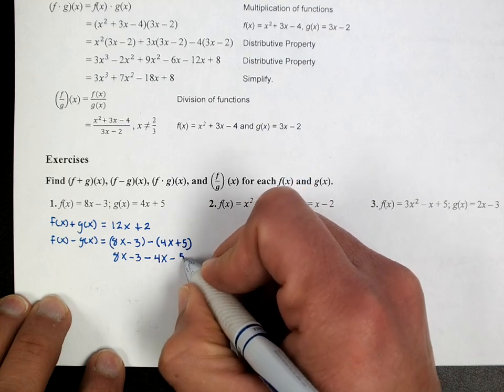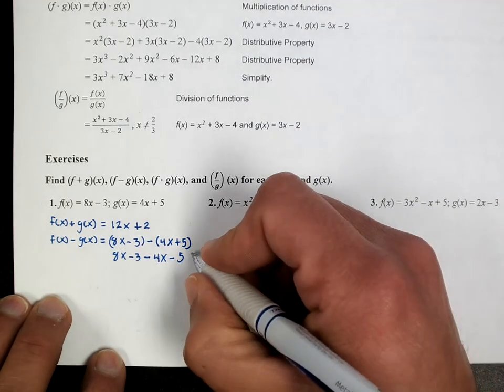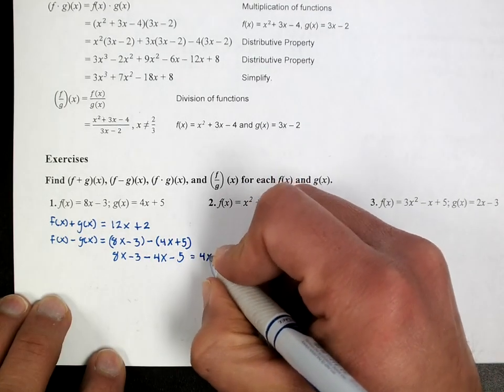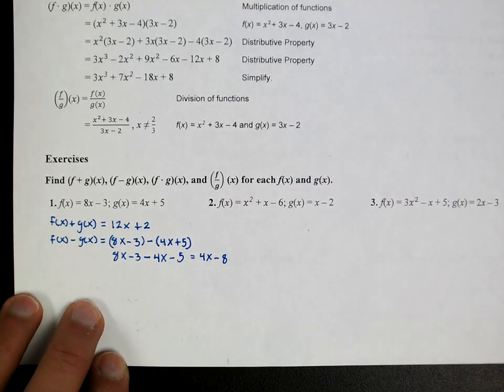So now you can add the like terms, if you will. So you have 8x minus 4x, which is 4x, and then you have negative 3 minus 5, which is negative 8. Alright, so that's that for that one.